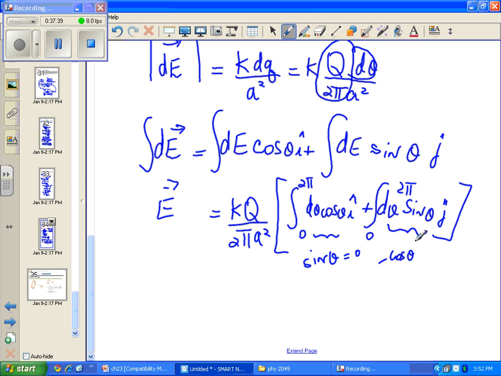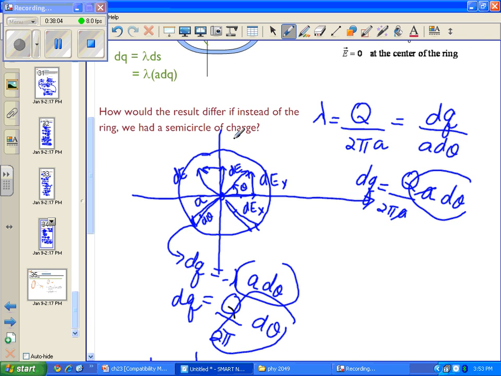Next, we conduct the other integration. We get minus cosine theta. When we put in the endpoints, minus cosine of 2 pi is minus 1, and minus cosine of 0 becomes plus 1. Well, minus 1 plus 1 is also equal to 0. So in fact, the electric field at the origin of this symmetrical distribution of charge is 0.